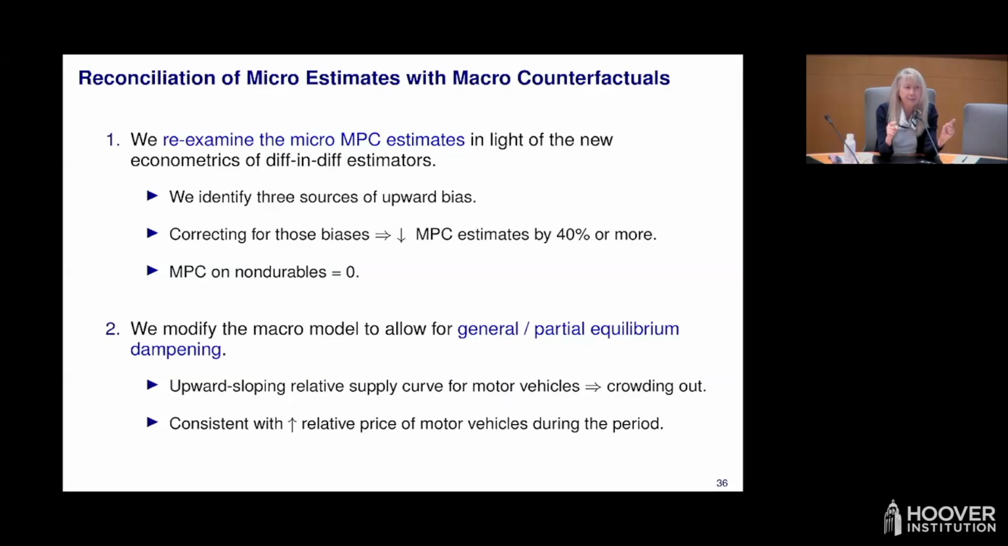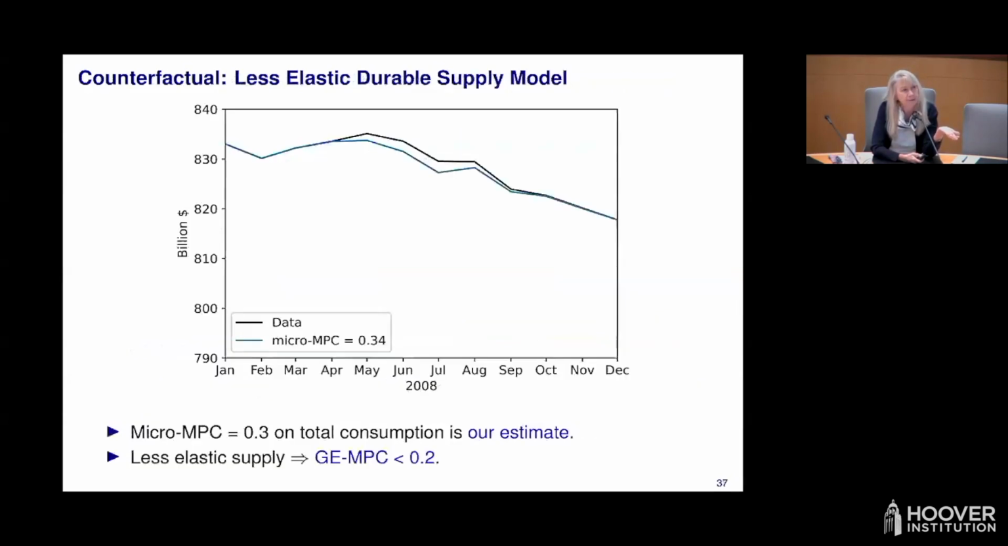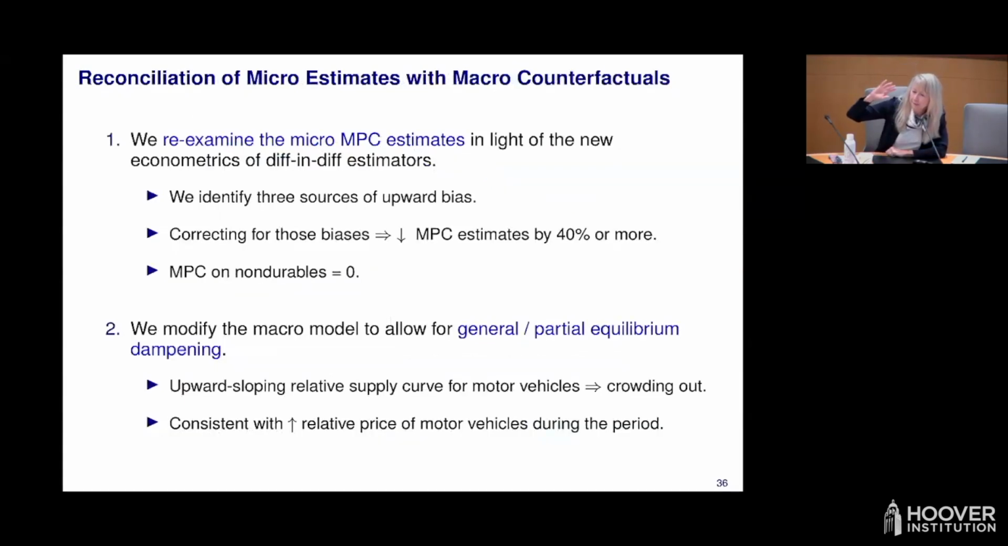So we modify the macro model to allow for general, or you could almost call it partial equilibrium dampening. We have an upward sloping relative supply curve for motor vehicles. All right, so we actually get crowding out, and this is based on really careful calibration to the leading estimates from elasticities and those sorts of things. What we get are results from our model that are consistent with the increase in the relative price of motor vehicles during the period. So the relative price of motor vehicles goes up like 1%.